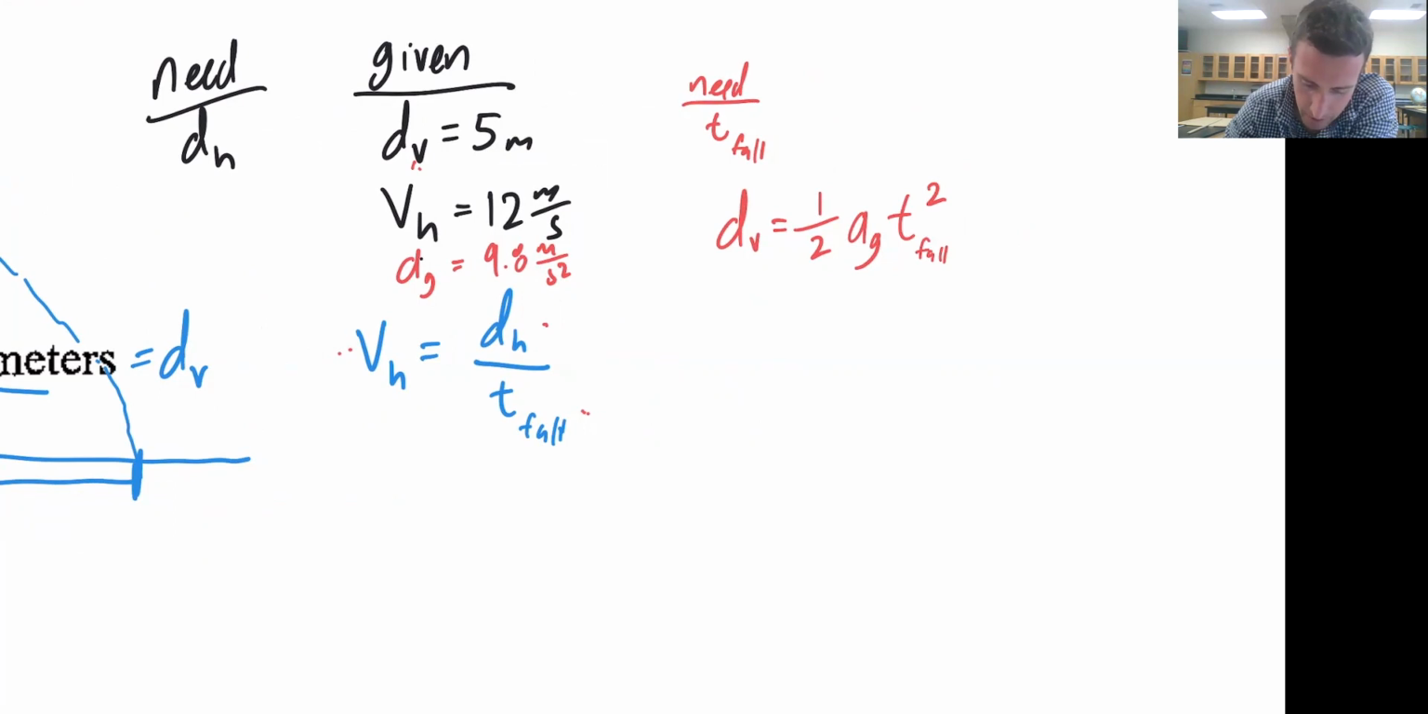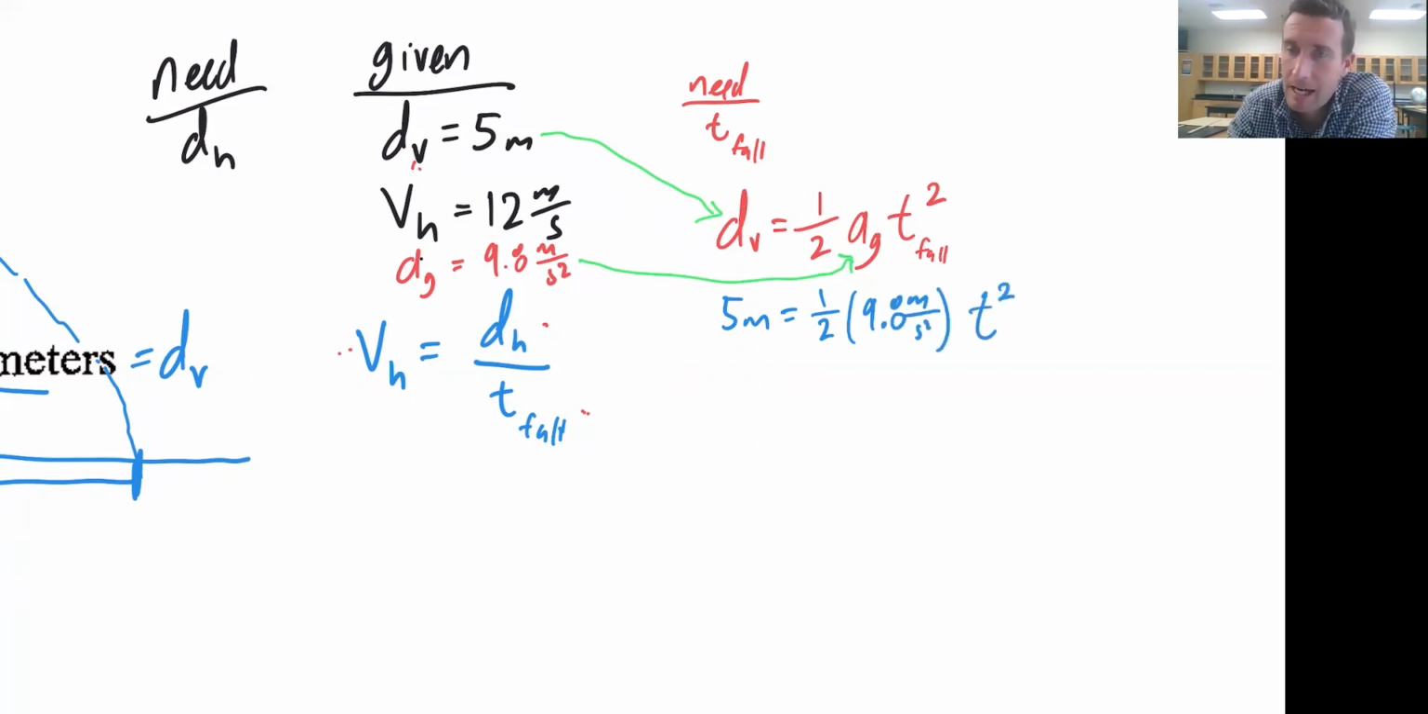I've got a vertical distance that can go in there. I've got an acceleration due to gravity that can go in there, and that'll leave me with my time, which is what I want. So when I plug in those values, I'm going to see 5 meters equals 1/2 times 9.8 meters per second squared times the time squared. And it's the falling time, but I've left off the subscript because it's now the only thing that I'm solving for. All right. So half of 9.8, 1/2 times 9.8 is 4.9.